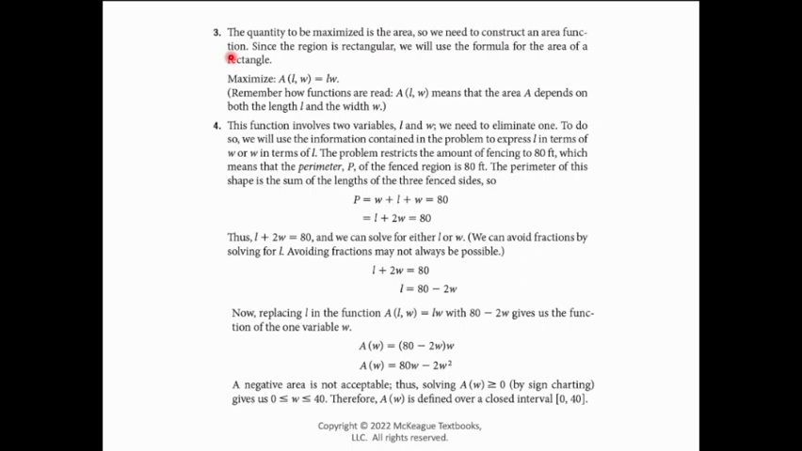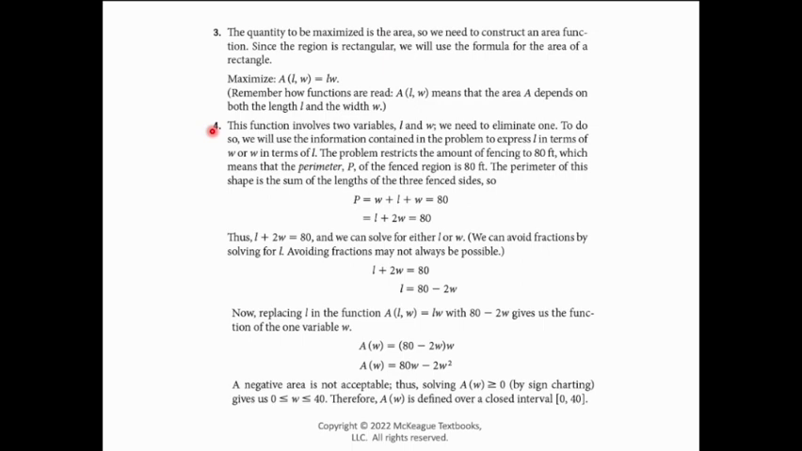In step 3, you want to identify what's to be maximized or minimized. In this question, we're trying to maximize the area. So because we're trying to maximize the area, we want to make sure we come up with an area formula. To find the area of a rectangular region, using the labels on the previous page, we have L times W, length times width. And there's a little note here too, that the area depends on the length and the width.